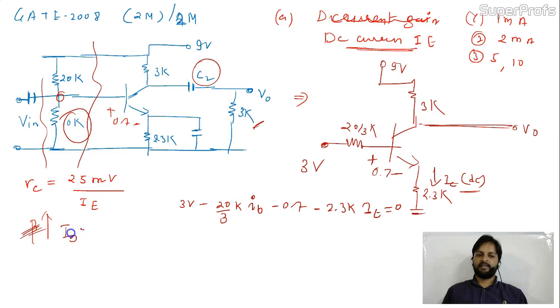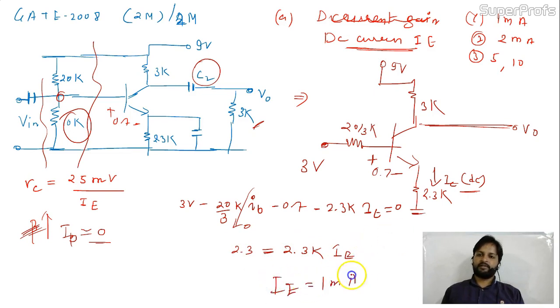When beta is very large, IB is nearly equal to 0. So I can remove this IB from the circuit. So you will be left with 3 minus 0.7, it will be 2.3, and it will be 2.3K of IE. So IE is nothing but 1 milliampere. So the first portion answer is 1 milliampere. This is a very easy 2 marks question. Now in the second one, they're asking, let me erase it first.